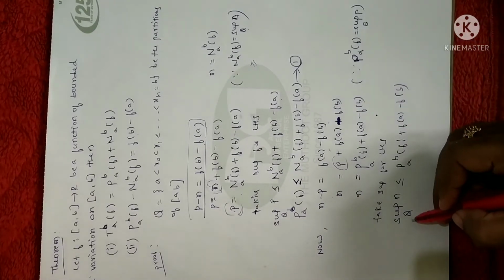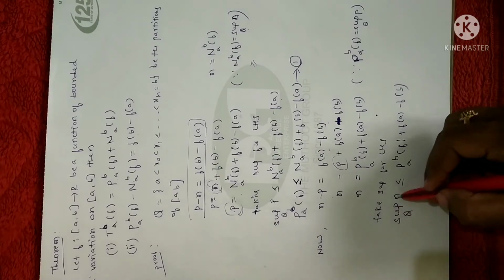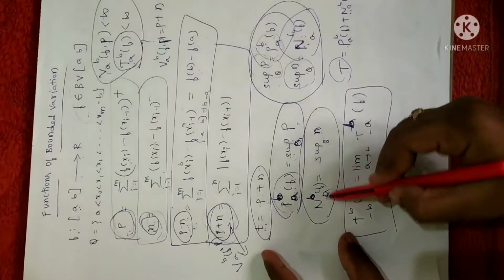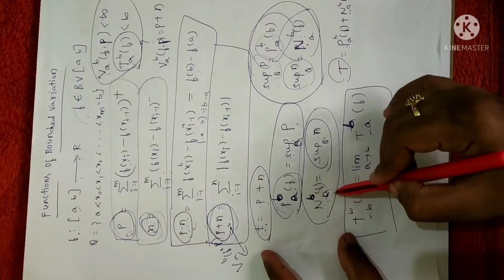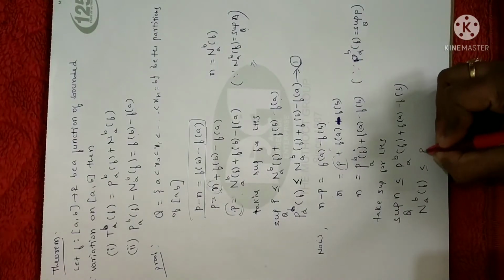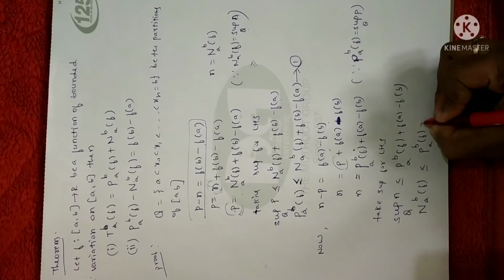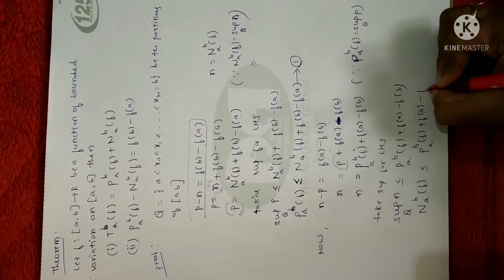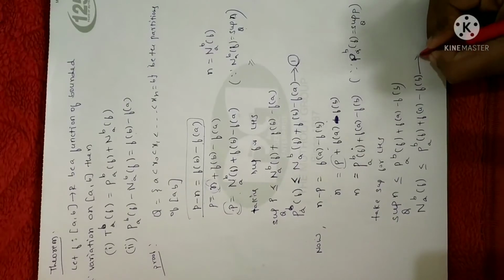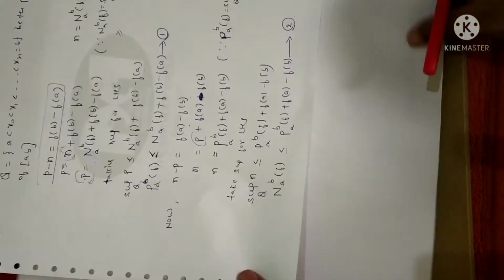As I already explained, whenever you have a supremum over n, it is none other than capital N from A to B of f. Here I have a statement I just explained. So the supremum of small n is none other than capital N from A to B of f, and that is what I have written here, which is less than or equal to P from A to B of f plus f(A) minus f(B). So let me take this as equation 2. Fine. So I will just continue here.